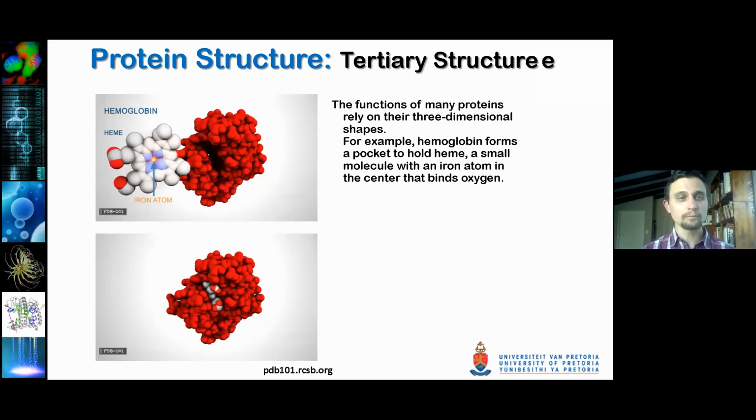Okay, here's one example. The shape of the hemoglobin is such that there's a pocket inside which is just big enough for this heme molecule to attach. And the function of the heme molecule is that it attaches oxygen to transport the oxygen in your blood. So there are a lot of these hemoglobin proteins inside your blood to transport the oxygen through your blood.